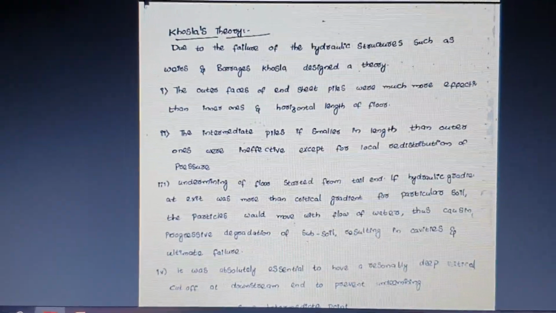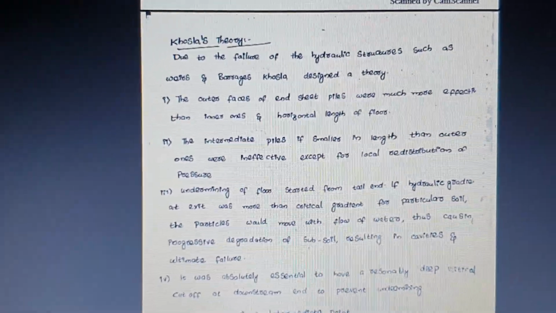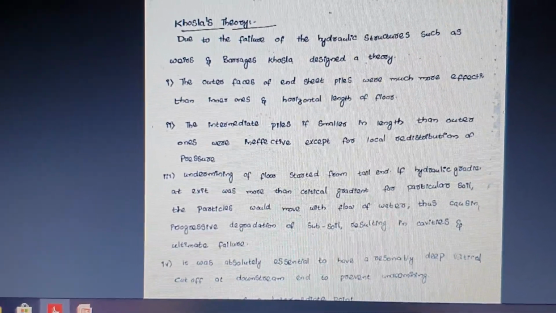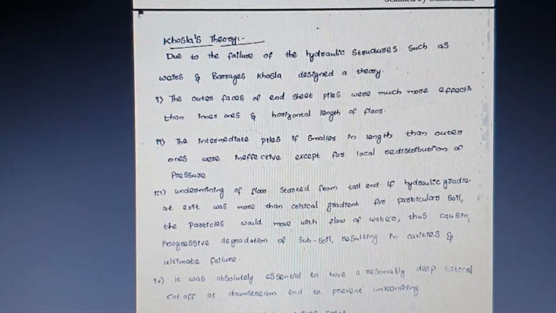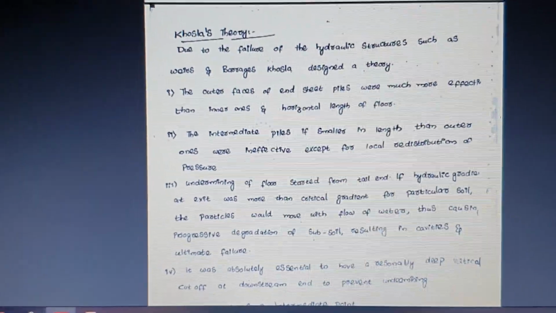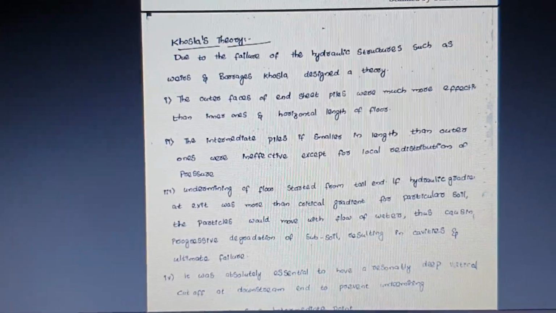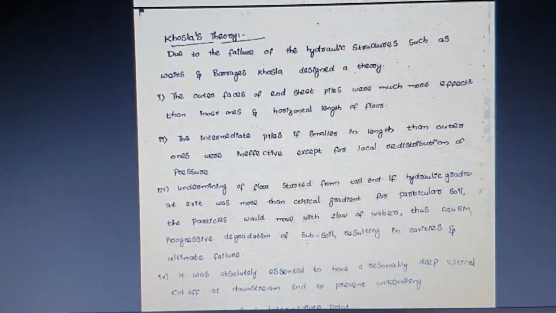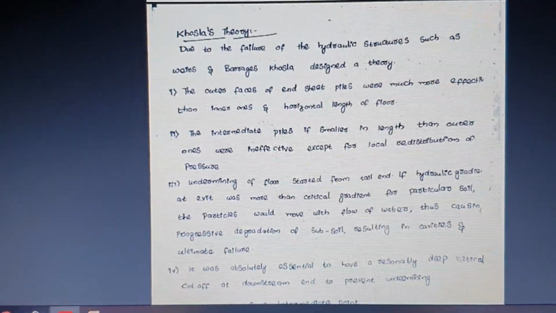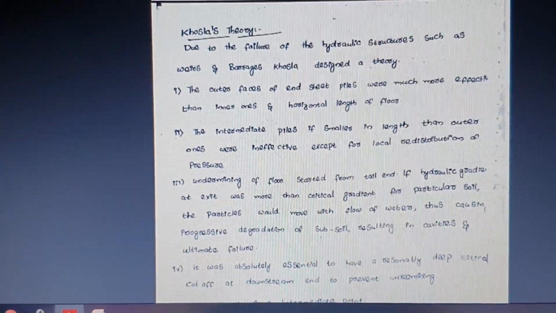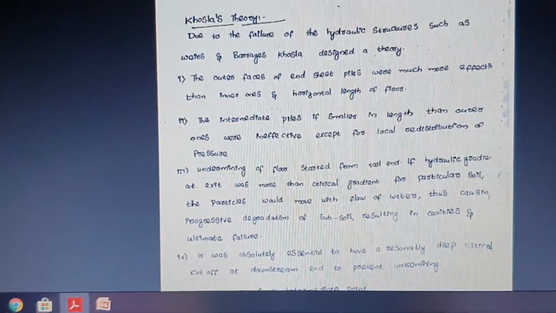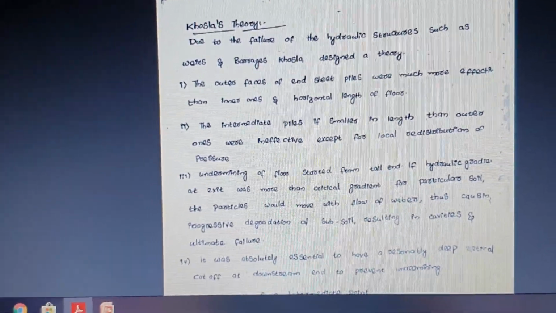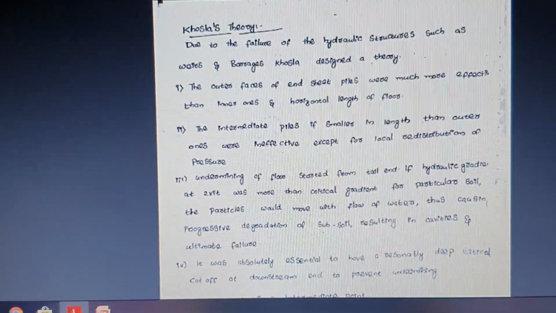And the third consideration he has taken is undermining of the floor started from the tail end till the exit gradient. It should be considered, which will result in protection against the loss of the soil. And the fourth consideration is that it was absolutely essential to have a deep vertical cutoff at the downstream to prevent the undermining of the soil.